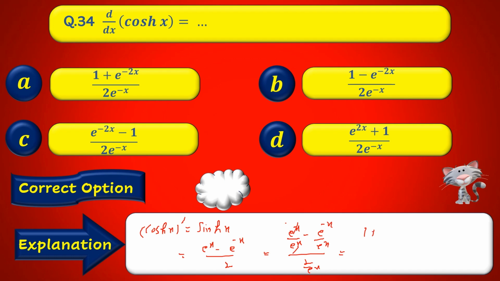1 minus, this e^x will become e^(x−x) over 2 into e^(−x). 1 minus e^(−2x) over 2 into e^(−x). So the correct option is option B.